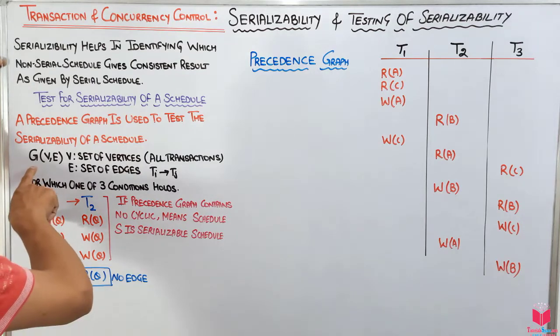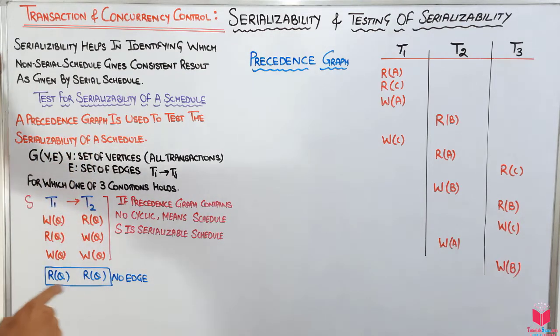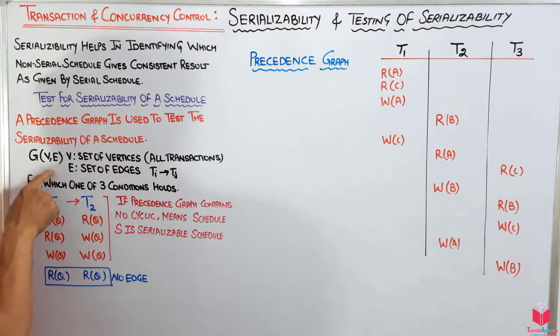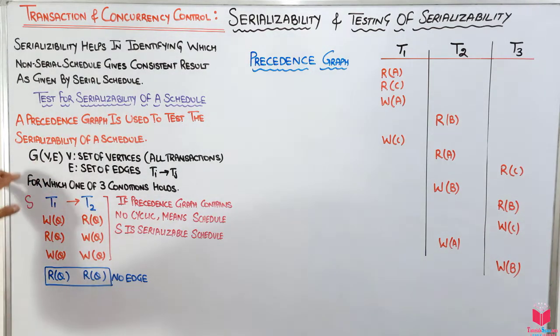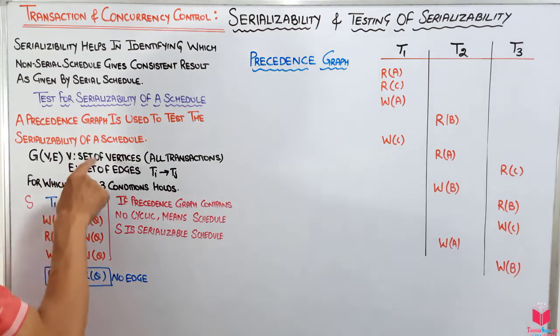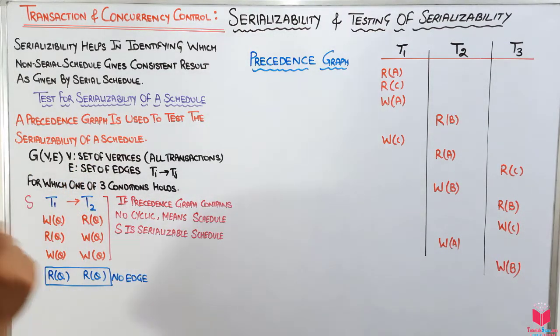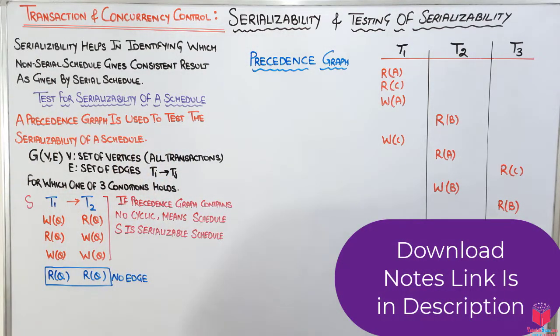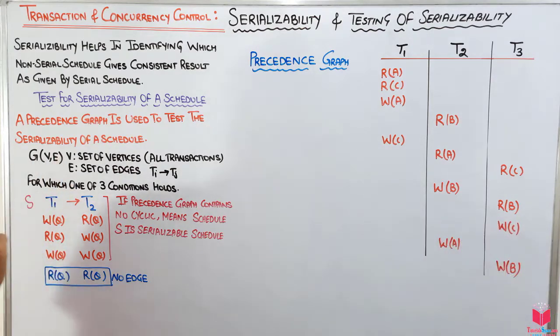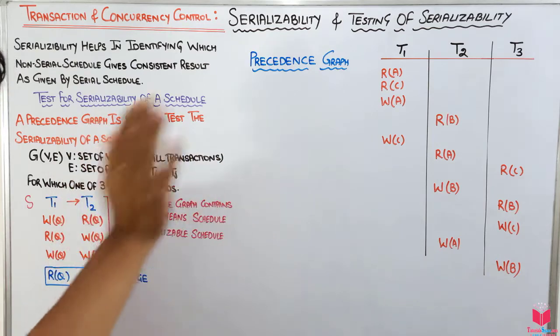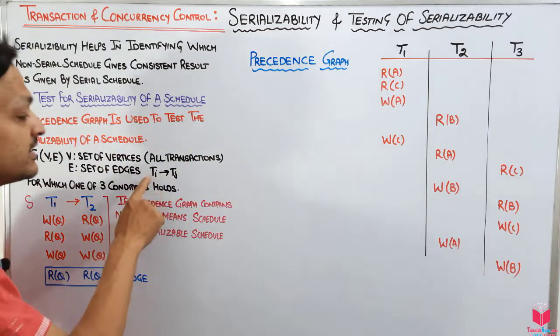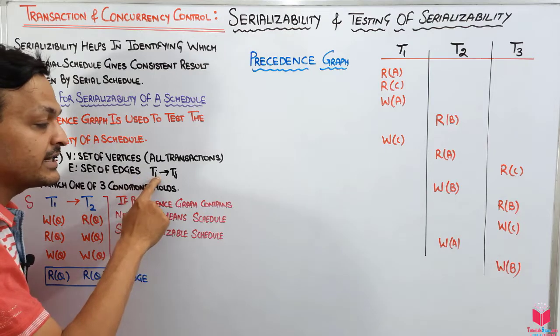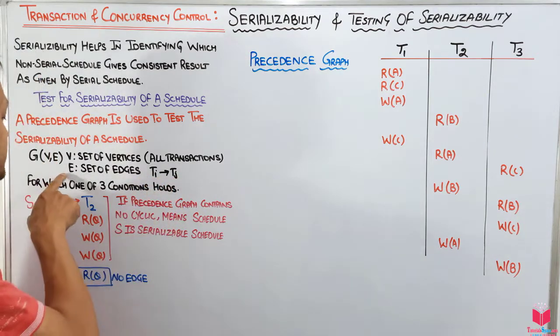But remember that when we discuss the graph, it is represented by G(V, E). G indicates the graph name, and V is the set of vertices. Set of vertices means all the transactions. The number of transactions will be represented by V here, and E is a set of edges. Edges means a line from one point to another point. So here an edge represents an arrow from transaction Ti to Tj.